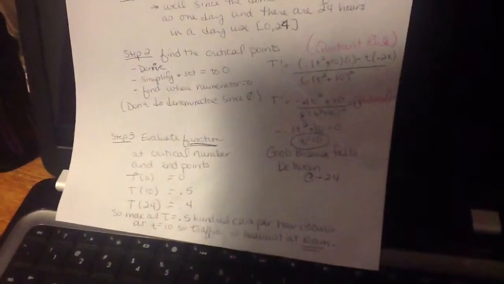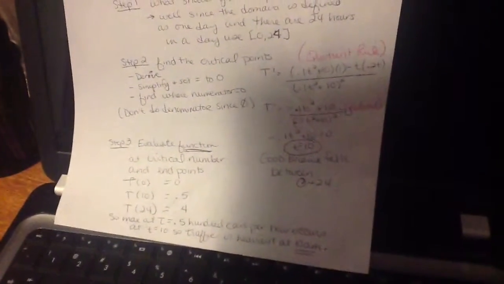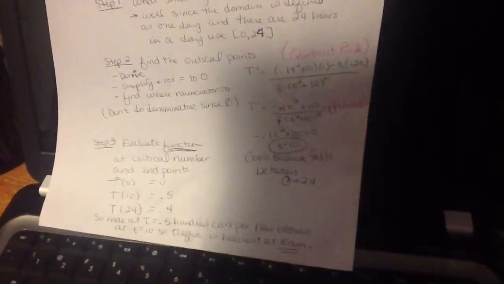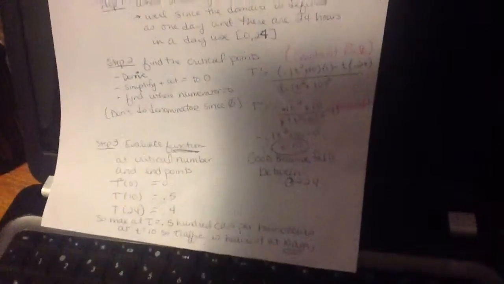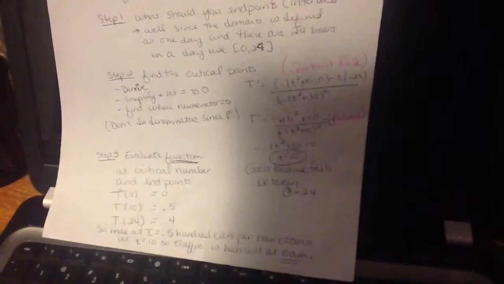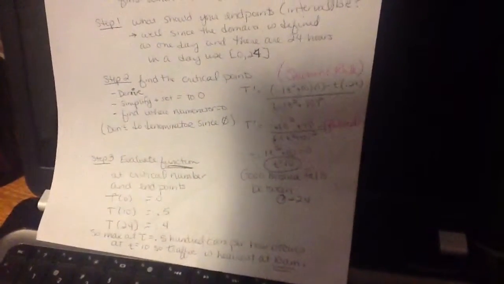So my first step, find the endpoints. My second step, derive, set the top equal to 0 if there even is a top and a bottom, and solve for my critical numbers. And then finally, I'm just going to evaluate the function at the critical numbers and at the endpoints. So I have T at 0, because that's one endpoint, T at 10, my critical number, and T at 24. I plug each of those into the original function, not the derivative, the original function. I want to know where that function is the highest.